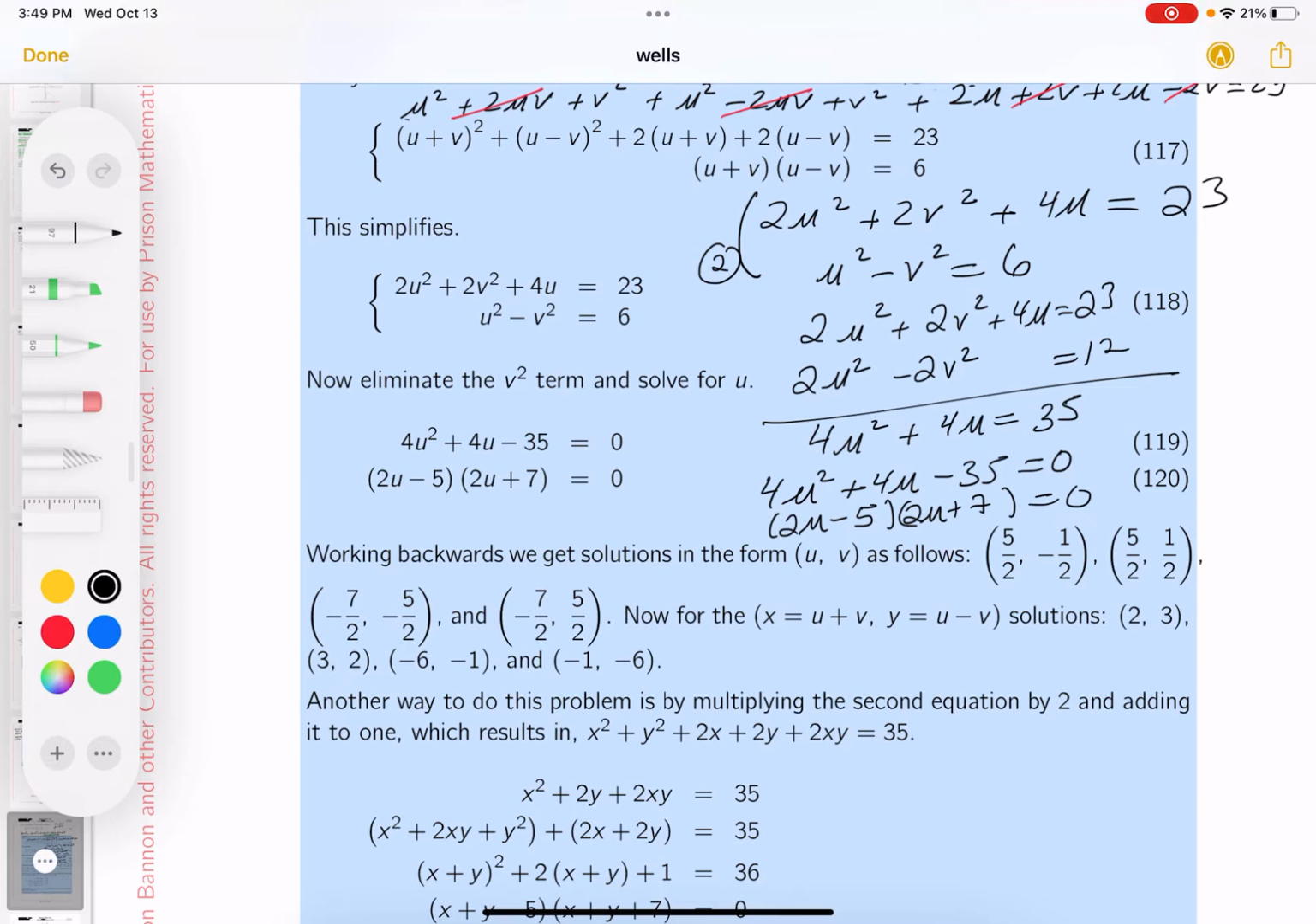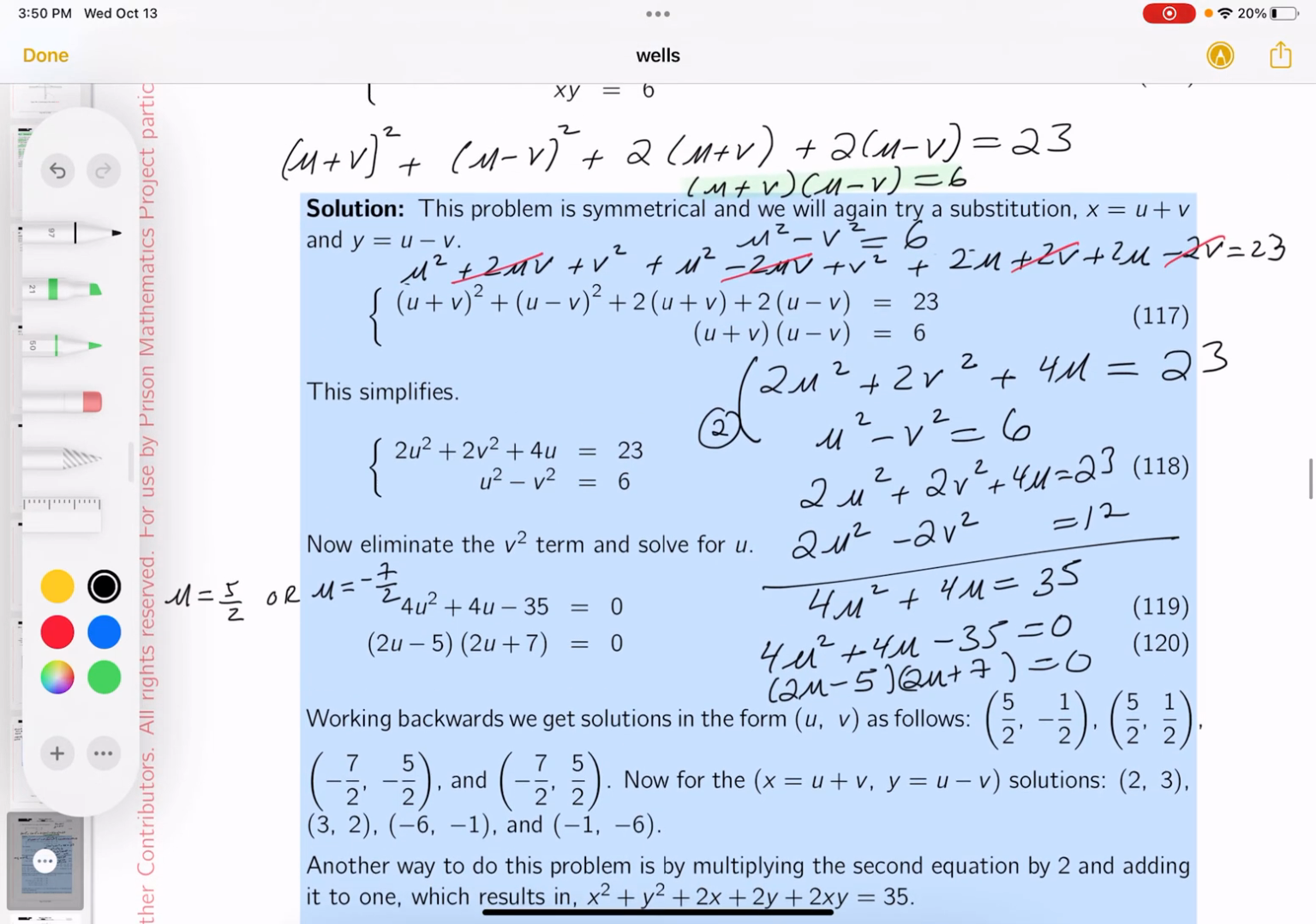So I found the u now. Let's write this down. What's u? Let's see. It could be 5/2. Or it could be something else. What else could it be? It could be u is minus 7/2. All right, so I got the u. I don't want the u though. I want to use the u to get back the v now.